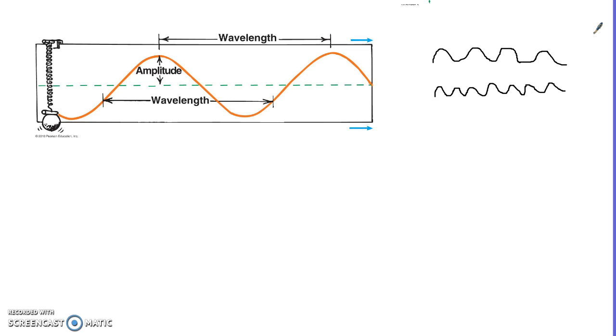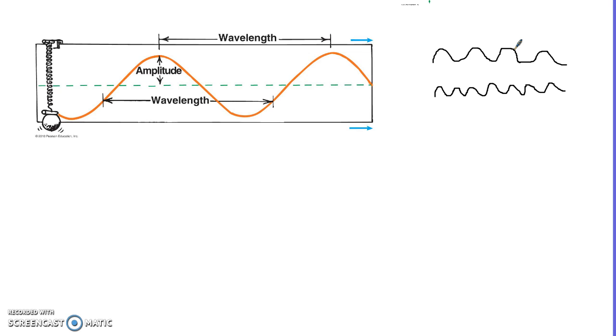Which of these would have the highest frequency? Well, this one has 1, 2, 3, 4 wavelengths. This one has 1, 2, 3, 4, 5, 6, 7. So this one has almost twice the frequency of that one. So frequency is just the number of vibrations or oscillations that an object makes in a given time.